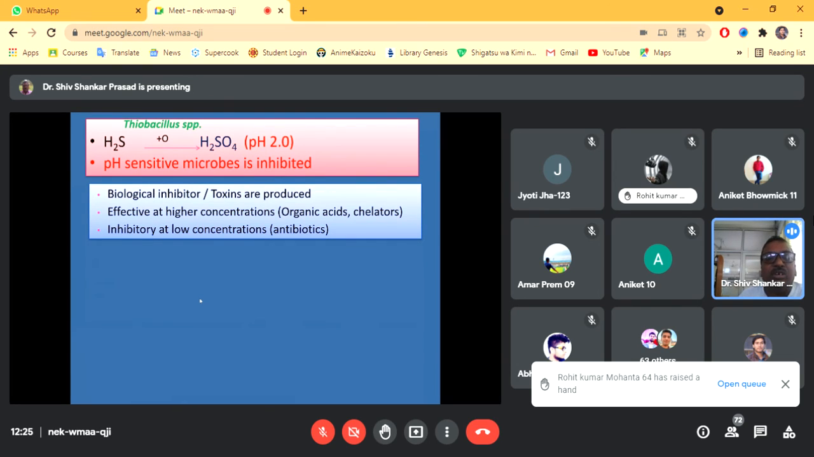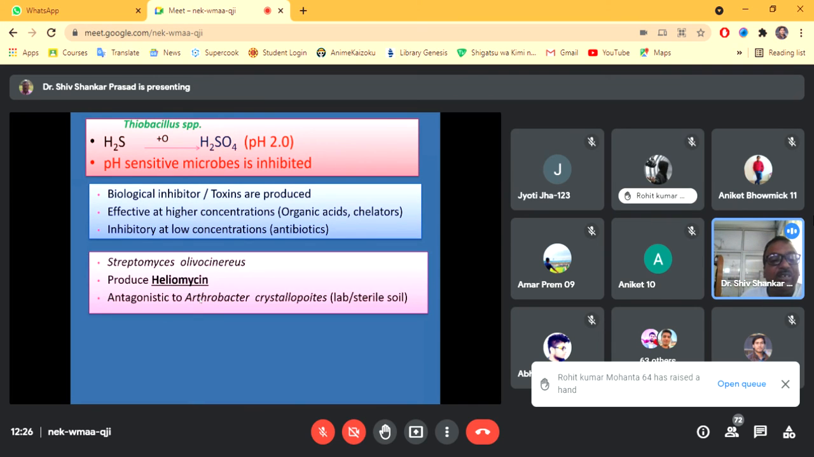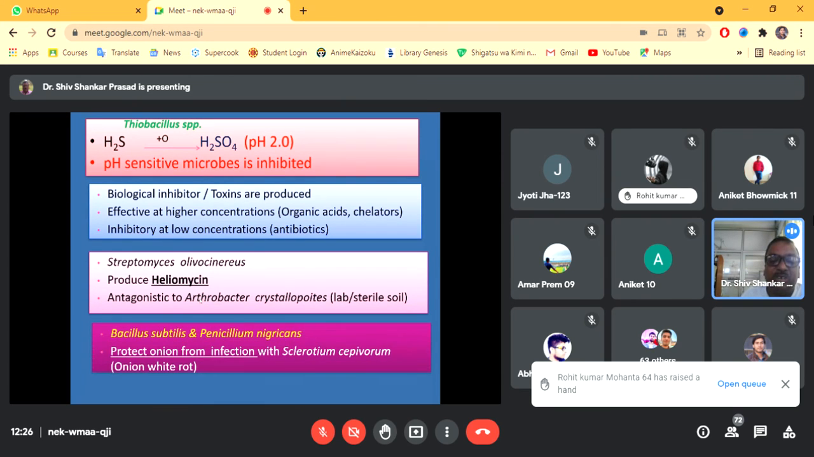Other examples are biological inhibitors. Toxins are produced which are effective at higher concentration in the case of organic acids, and inhibitory at low concentration in the case of antibiotics, like Streptomyces, which produce heliomycin also, antagonistic to Acinetobacter in sterile or laboratory conditions. In the same way, Bacillus and Penicillium nigricans protect onion from infection with Sclerotium, the onion white rot disease also. Okay.